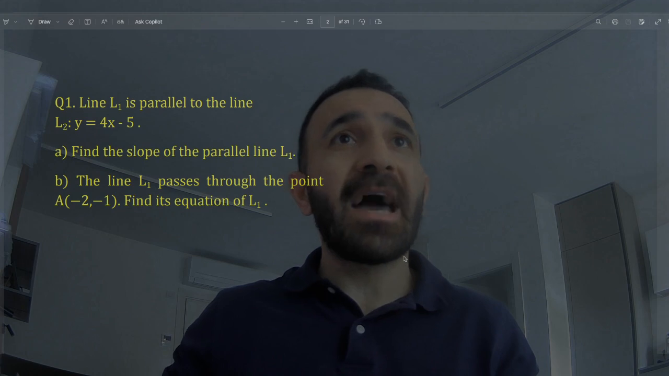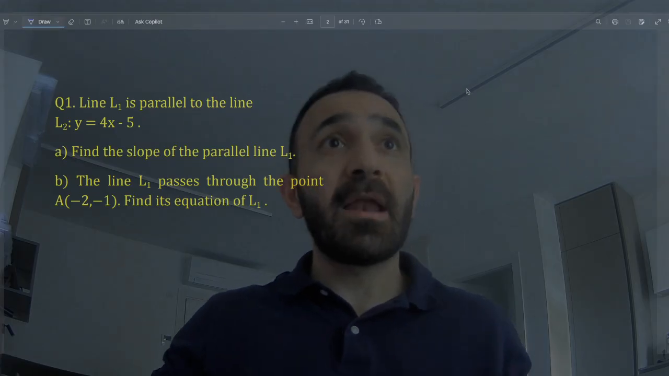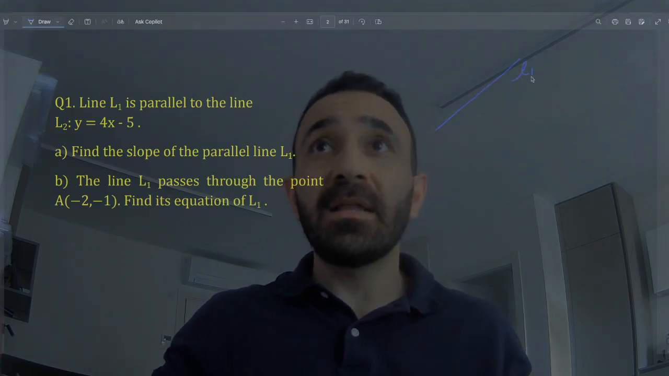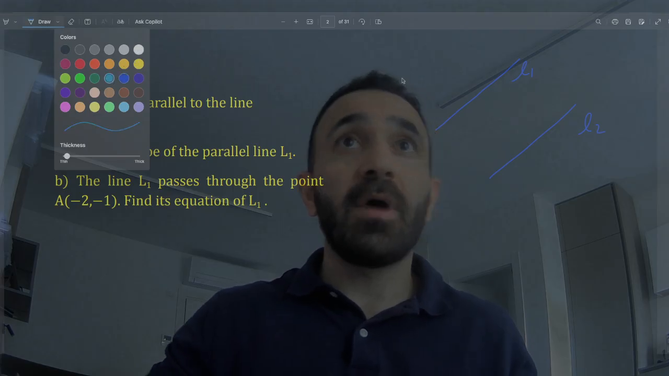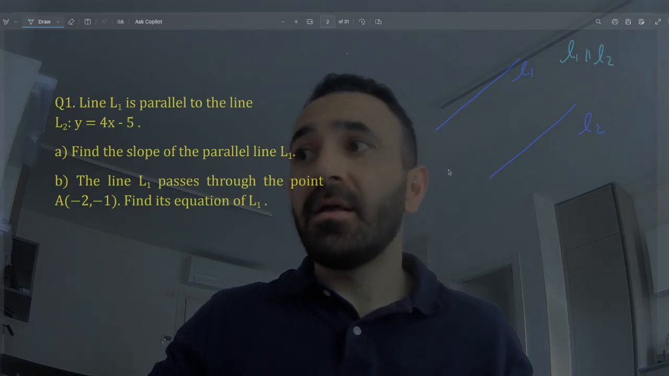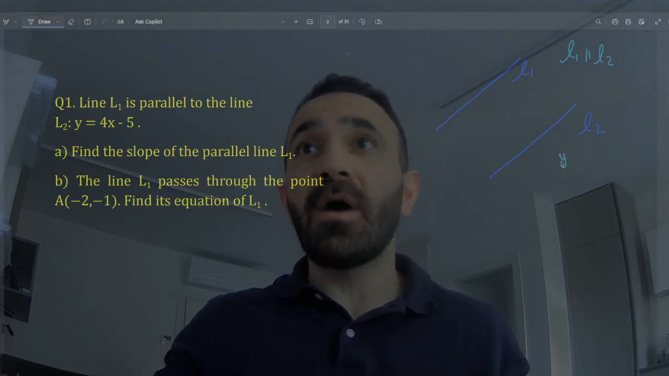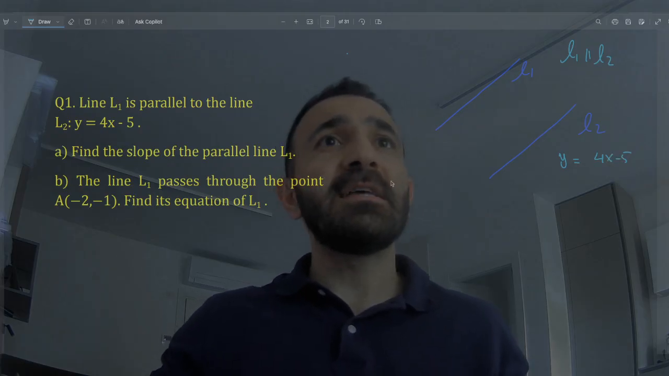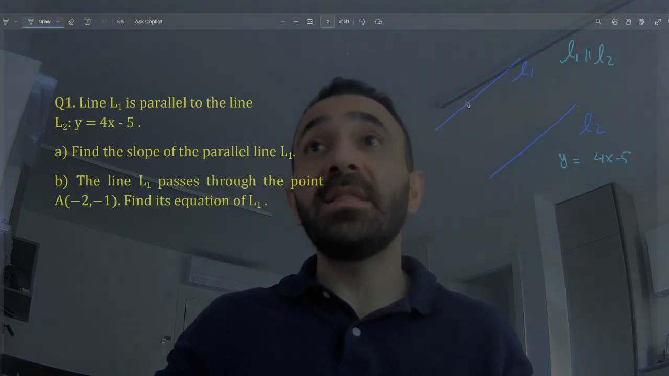Line L1 is parallel to line L2. So what is happening? This is L1 and this is L2. I'm going to change this color, so let's make it bright white. L1 and L2 are parallel to each other. The equation of L2 is given to you: y equals 4x minus 5. Find the slope of line L1. You know that if two lines are parallel, their slope is going to be the same.